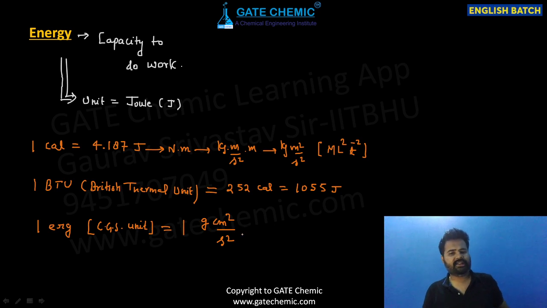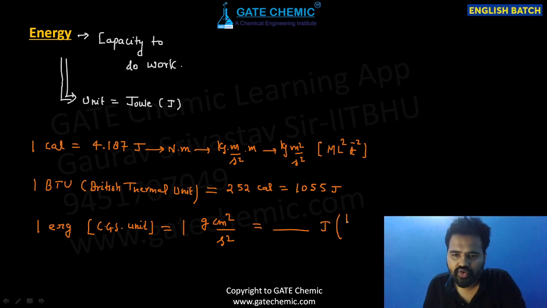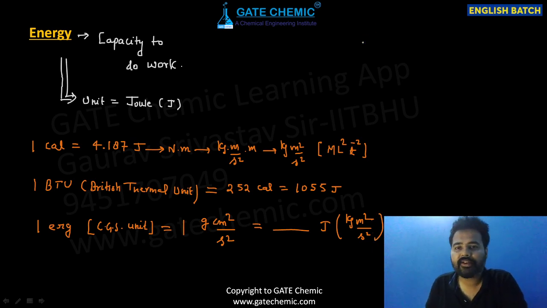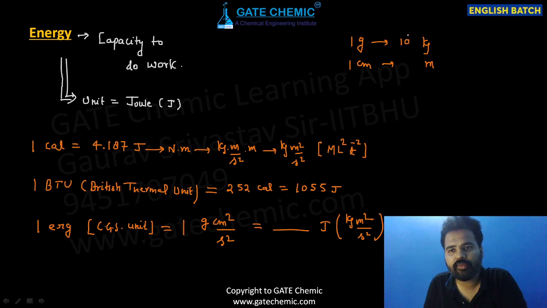Now it is very easy to convert this erg. This erg you can write in terms of joule. What is joule? Joule is kilogram meter square per second square. So here you want to convert gram into kilogram, and centimeter into meter. Second to second, no need of conversion. 1 gram equals how much kg? 10 to the power minus 3 kg. 1 centimeter equals how much meter? 10 to the power minus 2 meter.